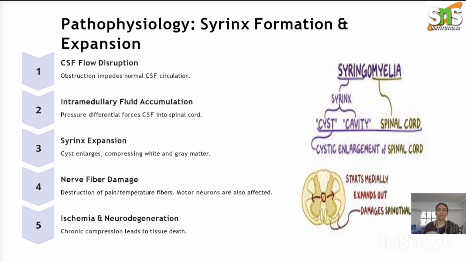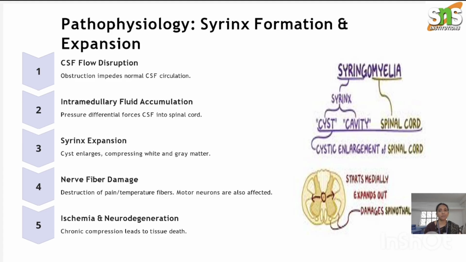The next is the pathophysiology. How does the syrinx formation happen and how does the expansion of the syrinx happen? The first is the cerebrospinal fluid obstruction. The flow has to be continuous. Once the flow is obstructed, the obstruction impedes the normal cerebrospinal fluid circulation. That will lead to intramedullary fluid accumulation. The pressure differential forces the cerebrospinal fluid into the spinal cord. So this causes the syrinx formation.